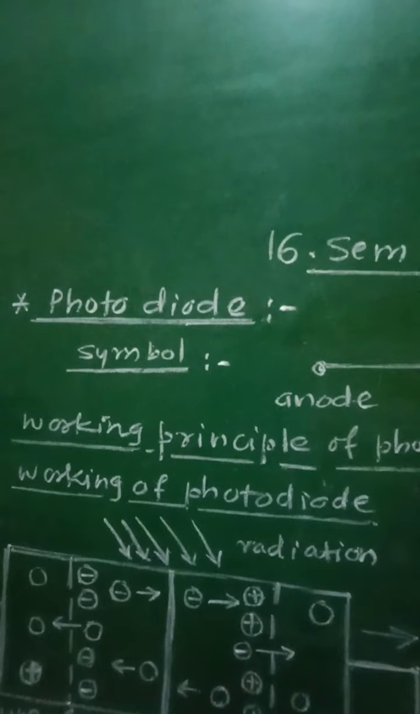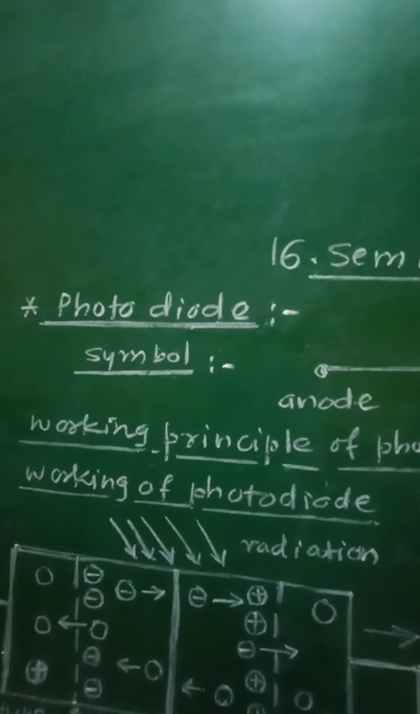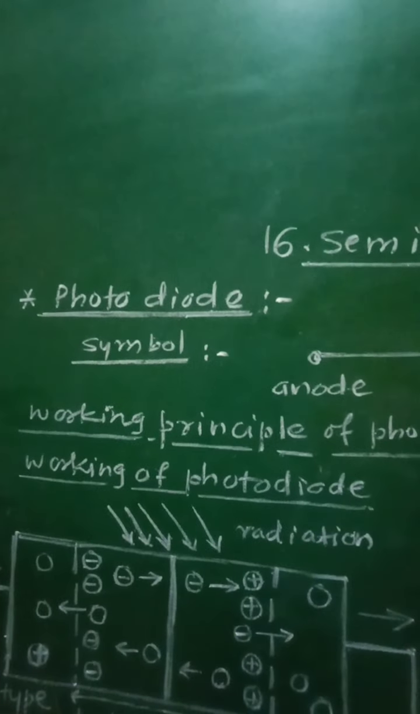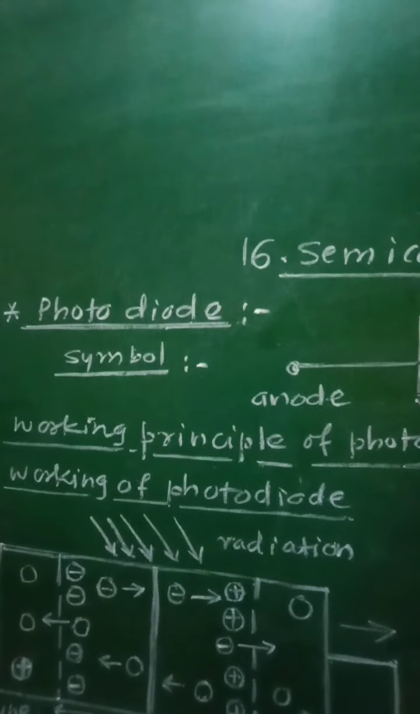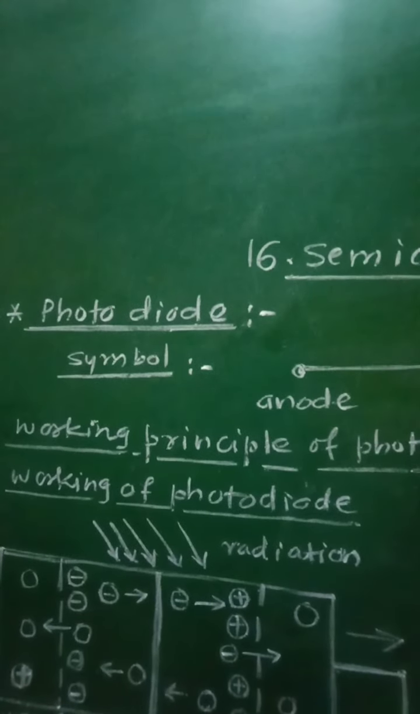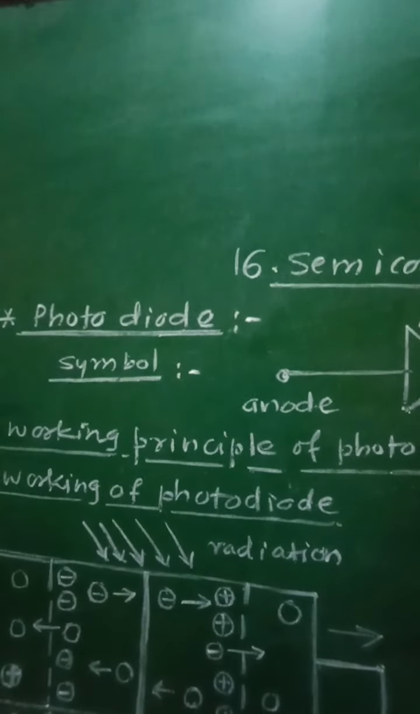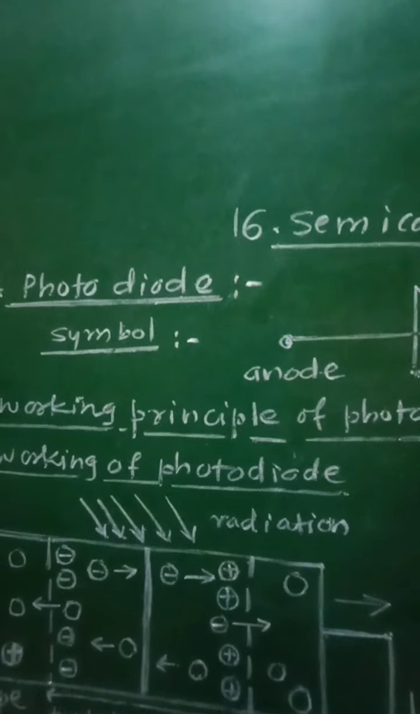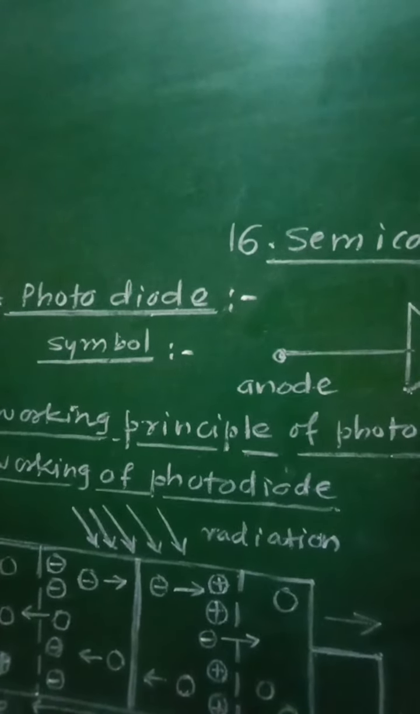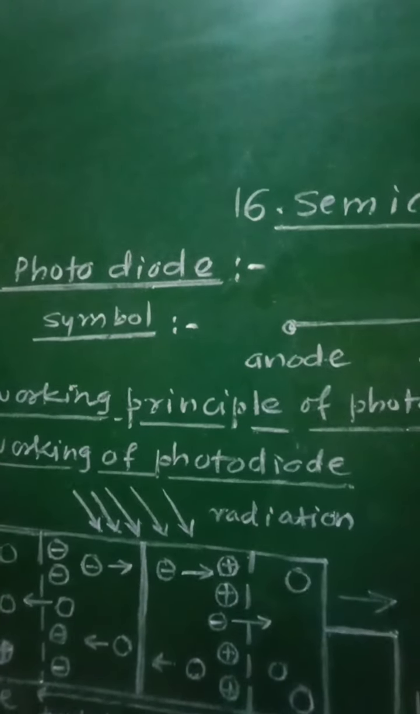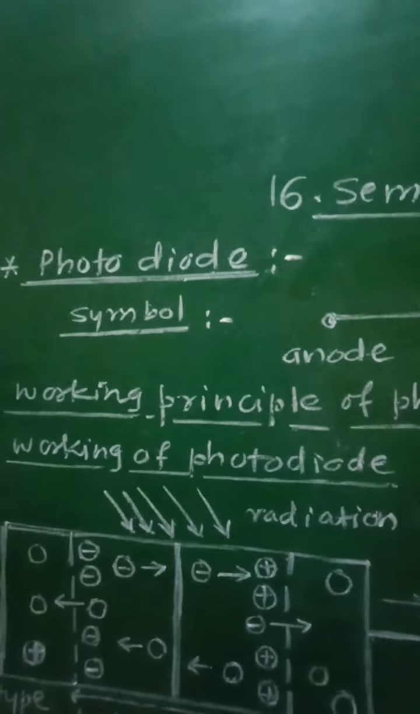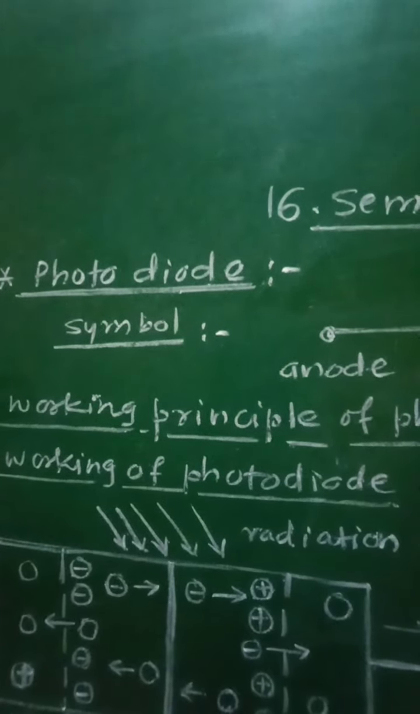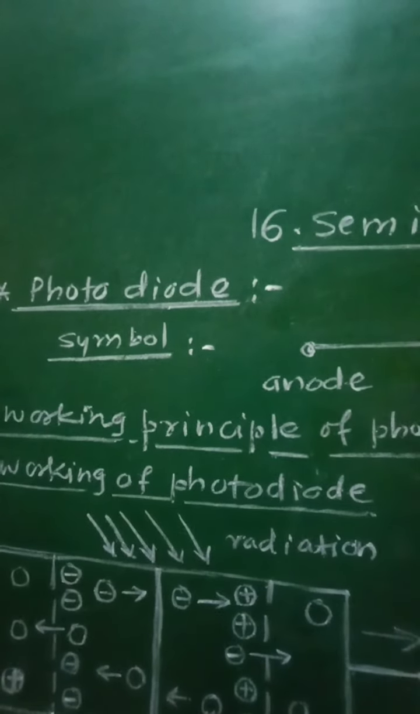So photodiode is a special type of p-n junction diode which is used to convert light energy into electrical energy. It generates electric current when it is exposed to light radiation. It is also called the photodetector or the photosensor. It operates always in reverse bias mode, that is, P region of the diode is connected to negative terminal of the battery and N region of the diode is connected to positive terminal of the battery.